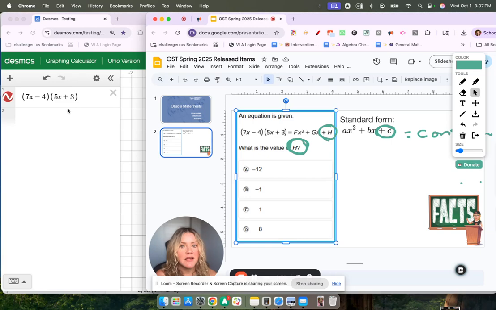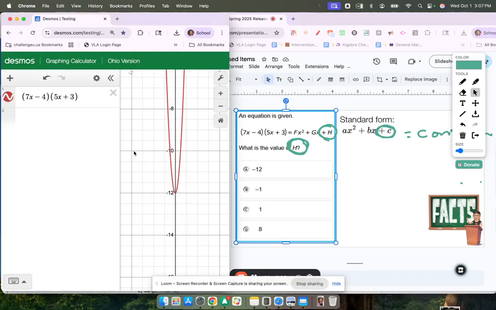So we're going to plug in 7x minus 4 times the quantity of 5x plus 3, and I've left the Ohio graphing calculator link in the thread. So go ahead and plug that into your graphing calculator. Pause, come back, and check it out.